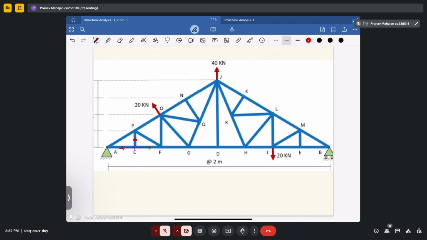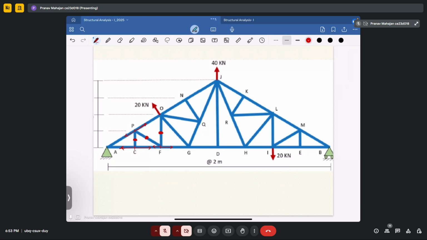Secondly, move to joint P. You have two members. One is AP, another is PO, which are collinear to each other. In this, the third member, that is PF, what it will become? It will again become equal to zero. Okay. Now since PF has become equal to zero, now again go to joint F. In this, members FC and FG are collinear, and your OF then will become equal to zero.